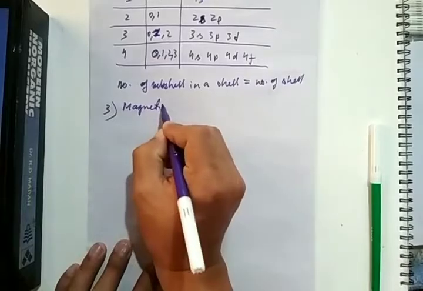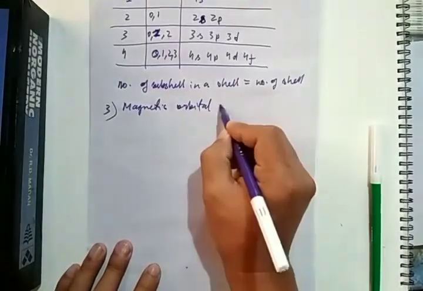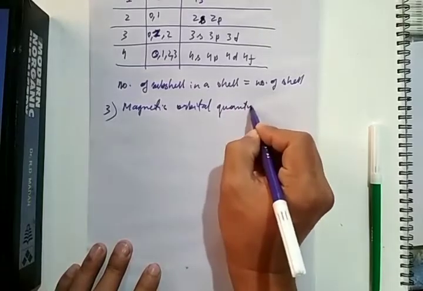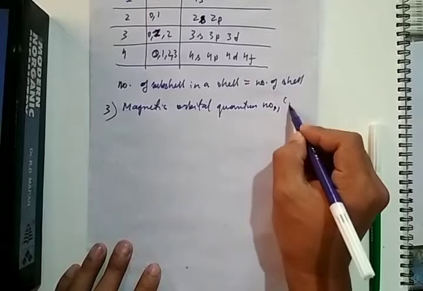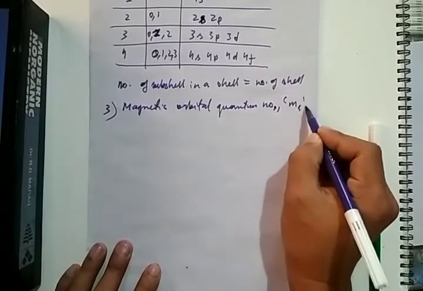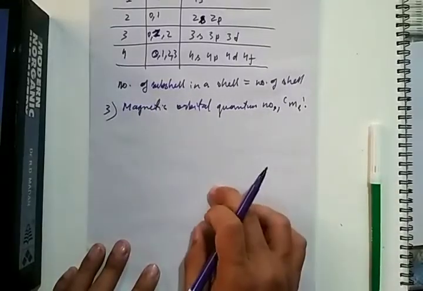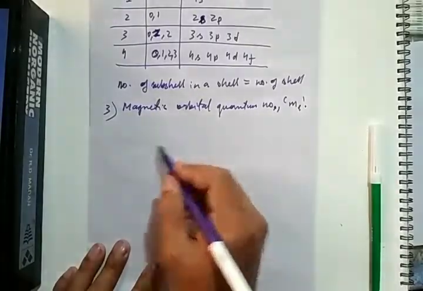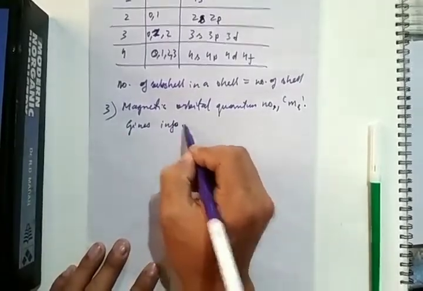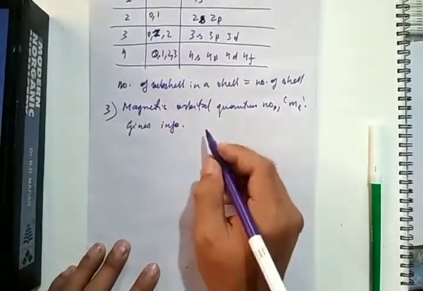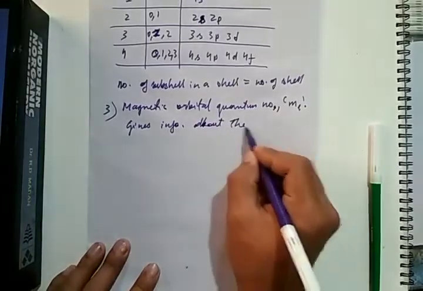Next one, the magnetic orbital quantum number, ml. This magnetic orbital quantum number gives information about the spatial arrangement.